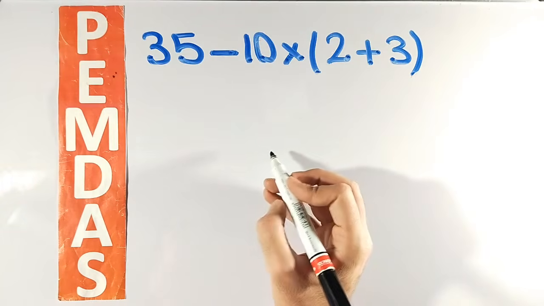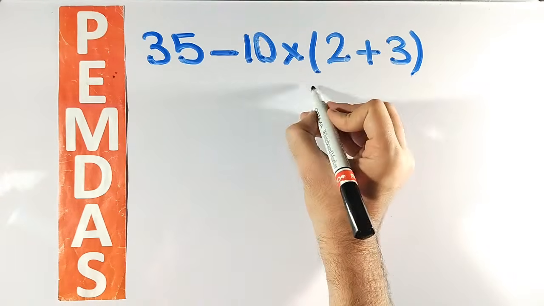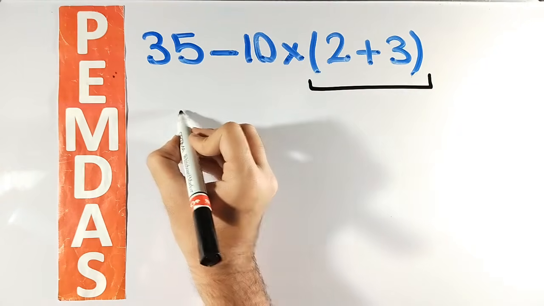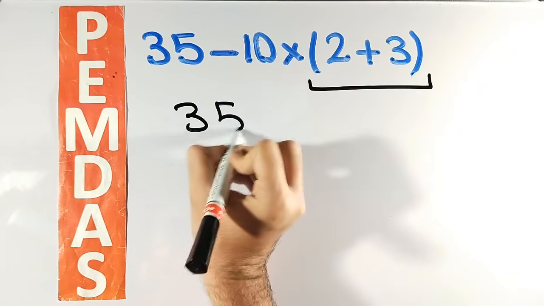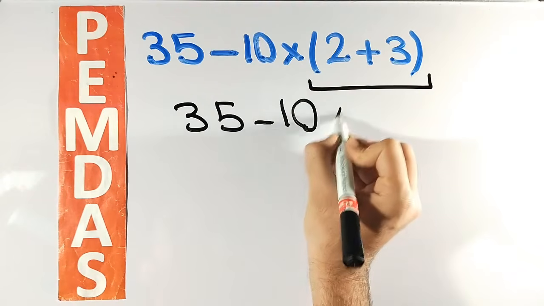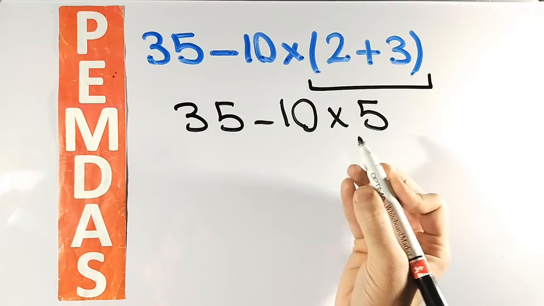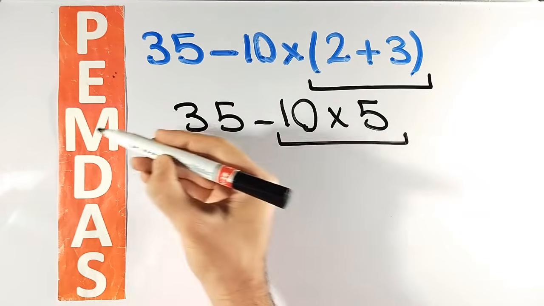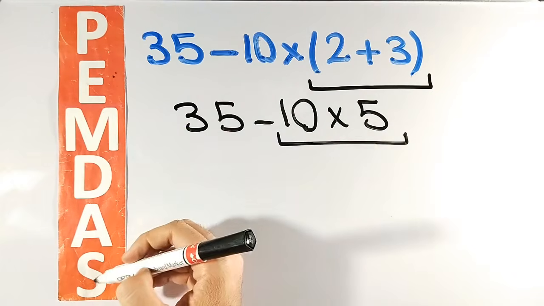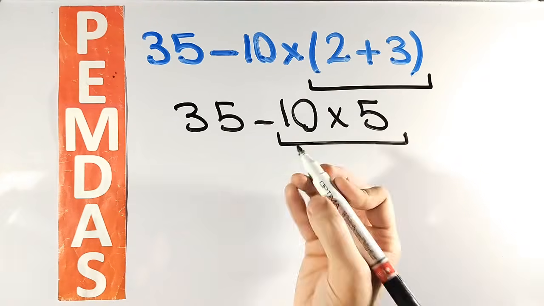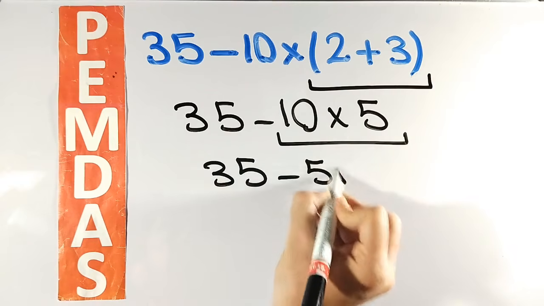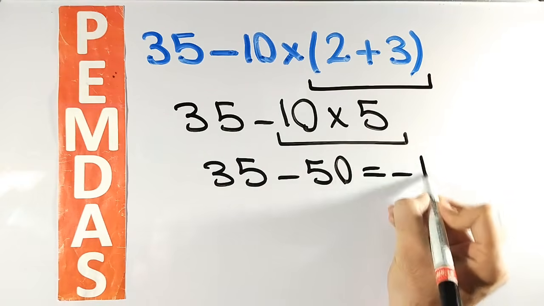and finally parentheses. According to the PEMDAS rule, first we go for the expression inside the parentheses, and instead of this expression, we can write 35 minus 10 multiplied by 5. And the next step, we go for the multiplication between 10 and 5, because multiplication has a higher priority than subtraction. So, we rewrite this expression as 35 minus 50, which finally gives us the answer negative 15.